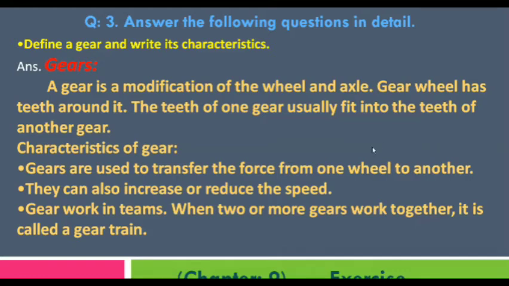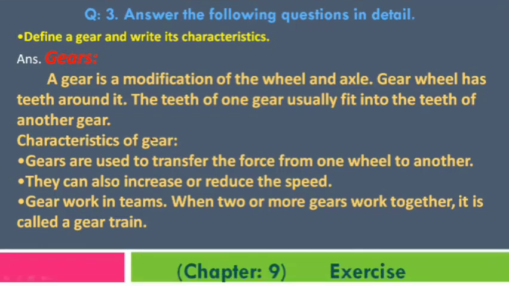A gear is a modification of wheel and axle. The wheel has teeth around it. The teeth of one gear usually fit into the teeth of another gear. Then we will see the characteristics of the gear that are present in your work, and you can write from here also. Just take a screenshot. Gears are used to transfer force from one wheel to another. They can also increase or reduce the speed, and two or more gears working together are called a gear train. They are so simple and easy.